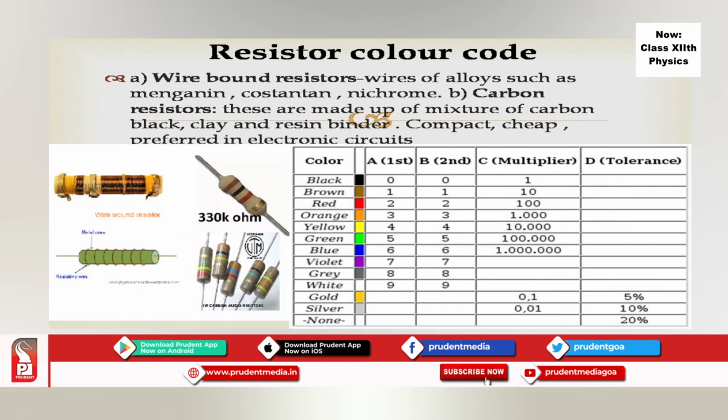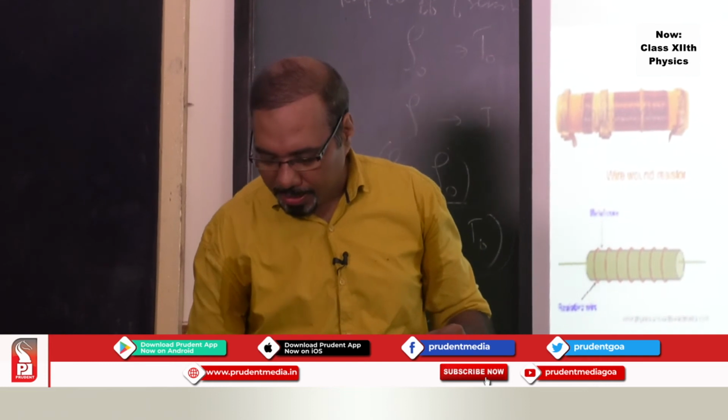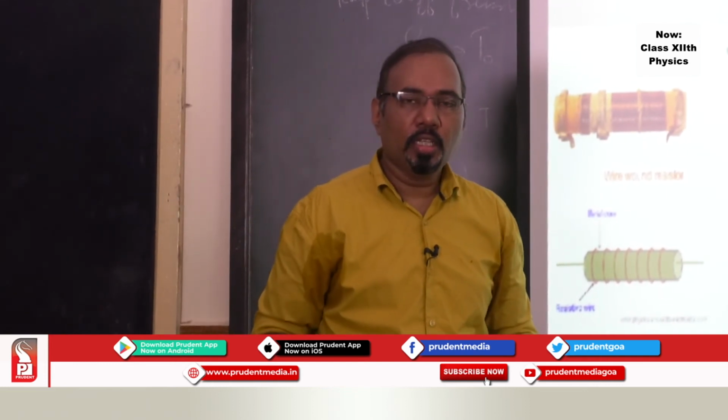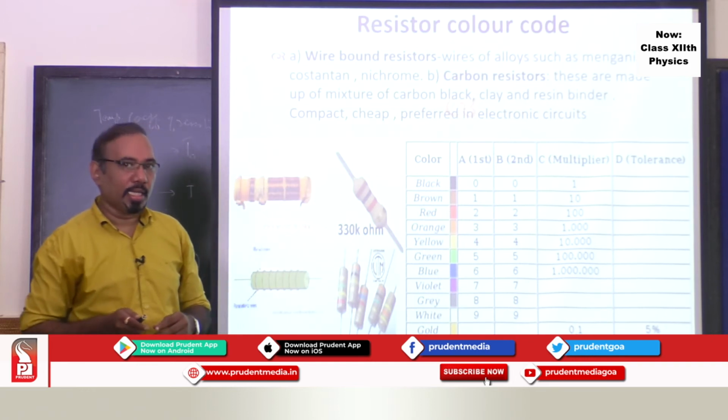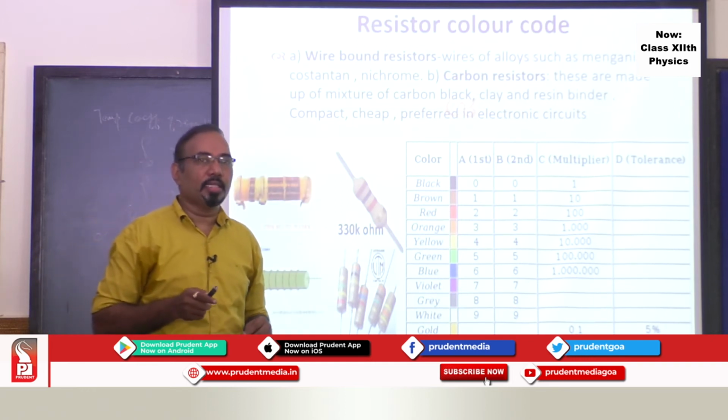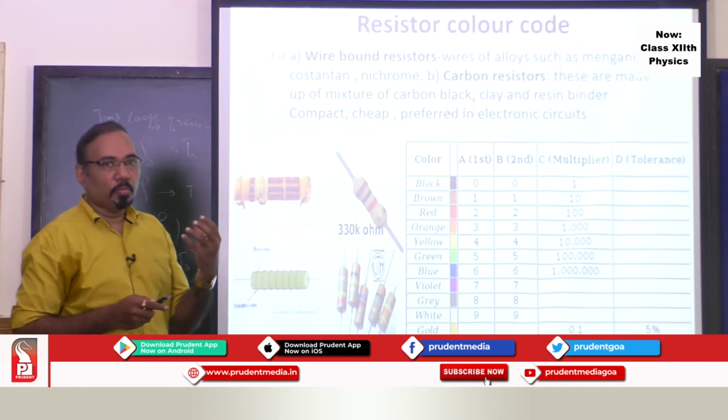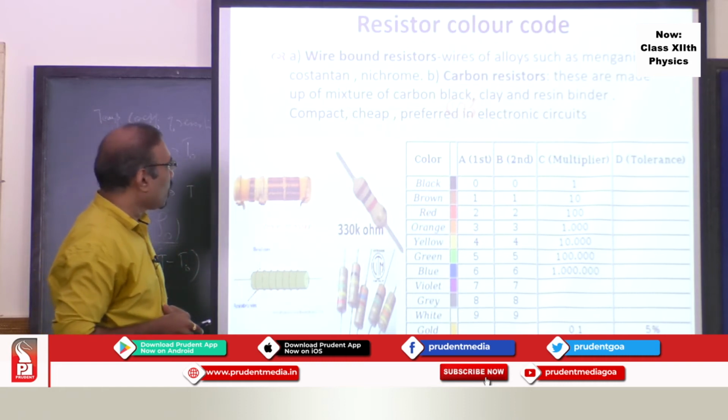Now what is the job of a resistor? The resistor's job is to oppose the current in that particular circuit element, to lessen the current in that circuit element. Now how is the value of the resistor estimated? Let's try to understand that. The value of the resistor is estimated more or less using what are called color codes.